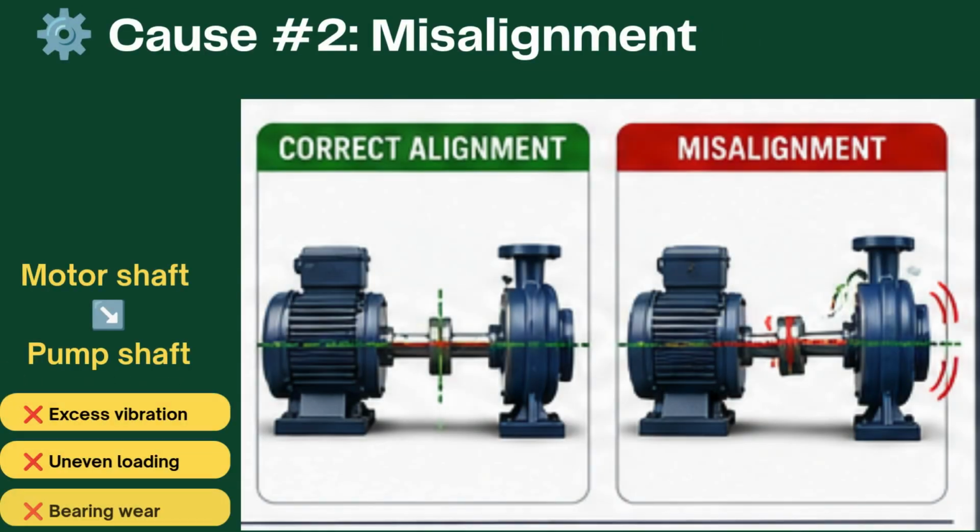The second cause is shaft misalignment. If the motor and pump shaft are not properly aligned, additional forces are transferred to the bearing. This can increase vibration, loading, and wear.